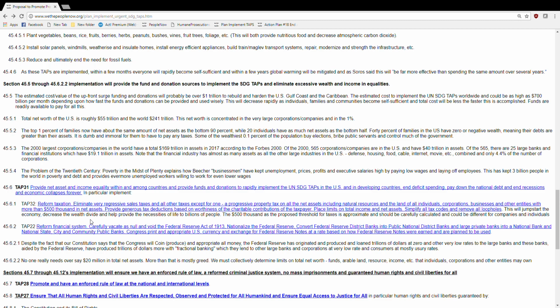Now, you convert the large private banks into national banks. It's all written up here. And then what you do is Congress prints and appropriates U.S. currency in exchange for the Federal Reserve notes at a rate based on how the Federal Reserve notes were earned and are planned to be used. The idea is, if everybody that's earned money working has earned income, they would get at least dollar for dollar. The banks, they'd have to show what good they've done with that money to deserve it.